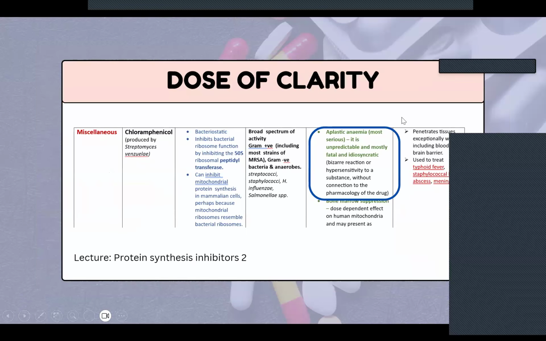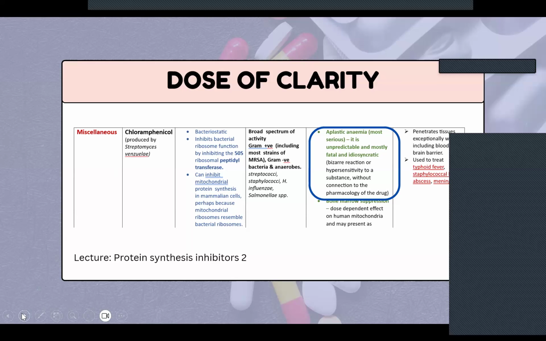So one of the important adverse effects for chloramphenicol is it can cause aplastic anemia, which is unpredictable and can be fatal. So if someone presents with this side effect, it's necessary that we stop the treatment. So it's very important to monitor patients on chloramphenicol for aplastic anemia, especially when you're giving long-term therapy. Any questions until now?